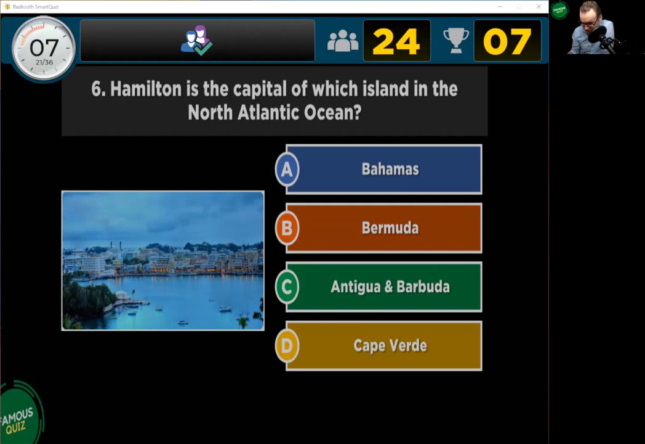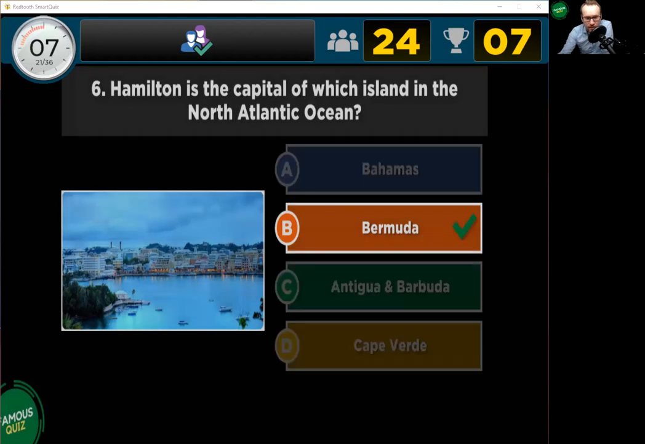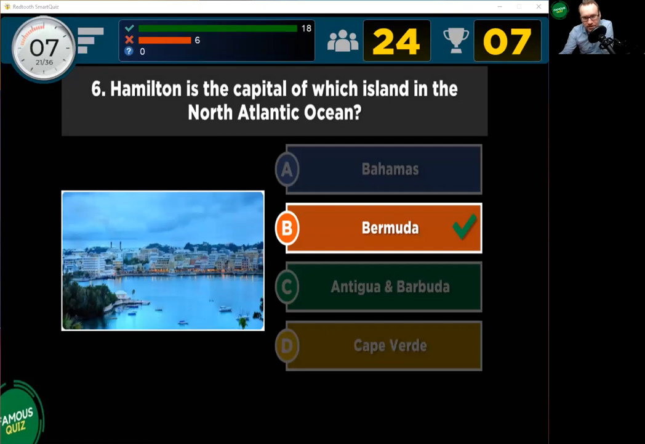Okay, the correct answer is Bermuda. Let's see how many correct answers. You had 18 correct answers. Yes, that's Bermuda. All right. Question number seven. So basically the last questions, and the question after which I'm going to show you the leaderboard for the last time today.